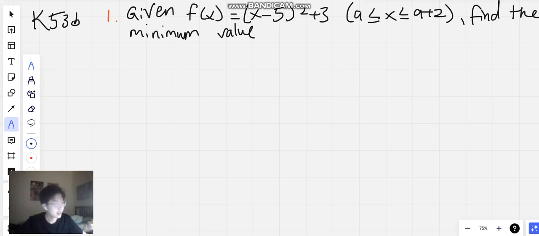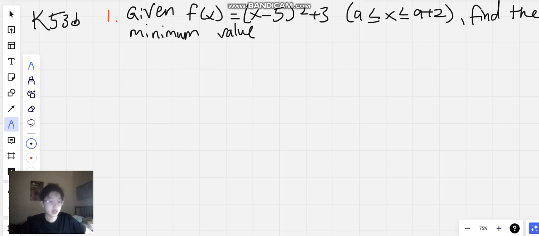Hello. Today we'll be going over question 1 on page K53b. So let's read the problem. Given f of x is equal to (x minus 5) squared plus 3, and we have an interval. So a is less than or equal to x, which is less than or equal to a plus 2.